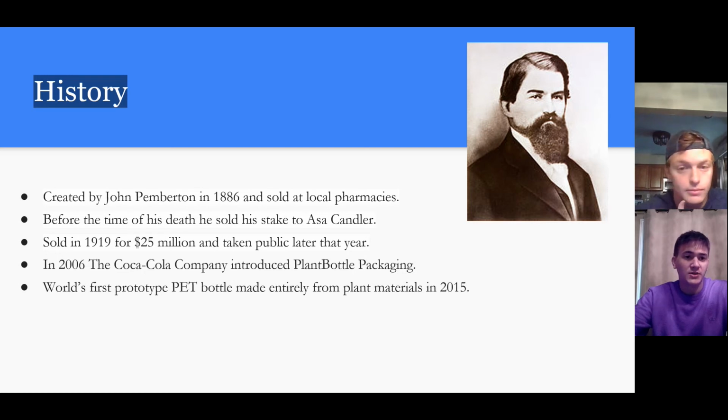And in 2006, the Coca-Cola company introduced plant bottle packaging, which is the world's first bottle that uses plant matter to create the plastic. And later, in 2015, they came up with a prototype bottle that uses 100% plant matter, but we have yet to see that be introduced on a wide scale to the public market.